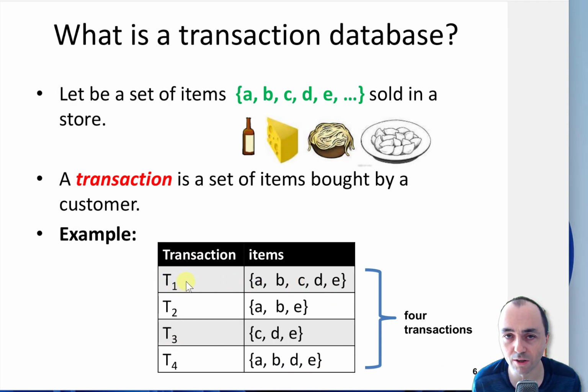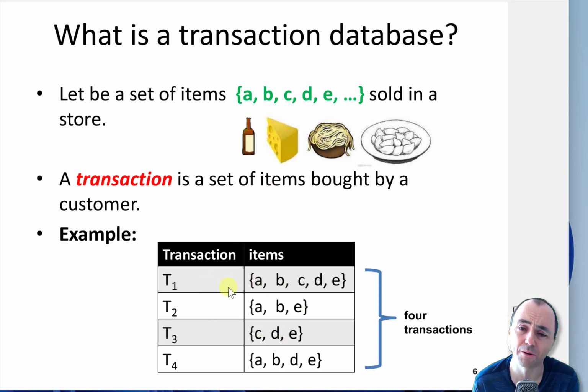So here I use the example about shopping. Let's say you have a store and we have some items A, B, C, D, E. A could be for apple, B for bread, C for cake, D for dates, E for eggs, or other products like cheese, noodles, and so on. So then a transaction is a set of items bought by a customer.